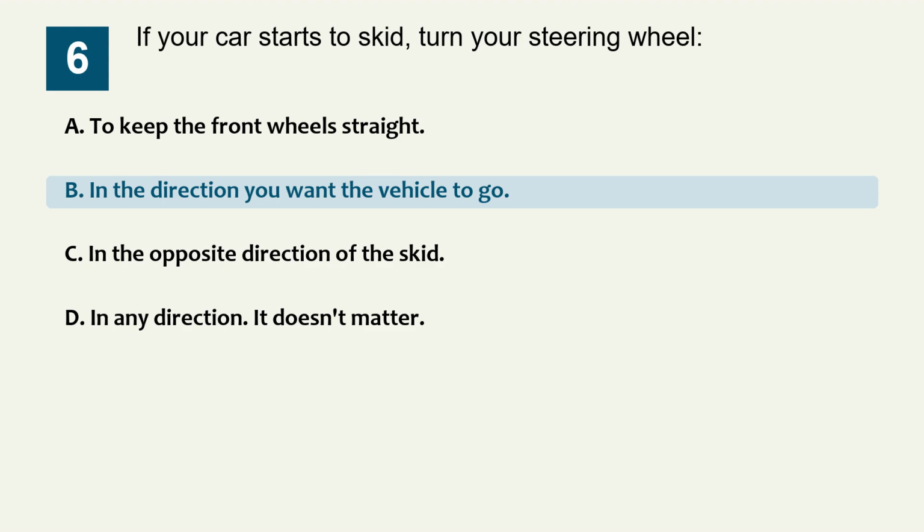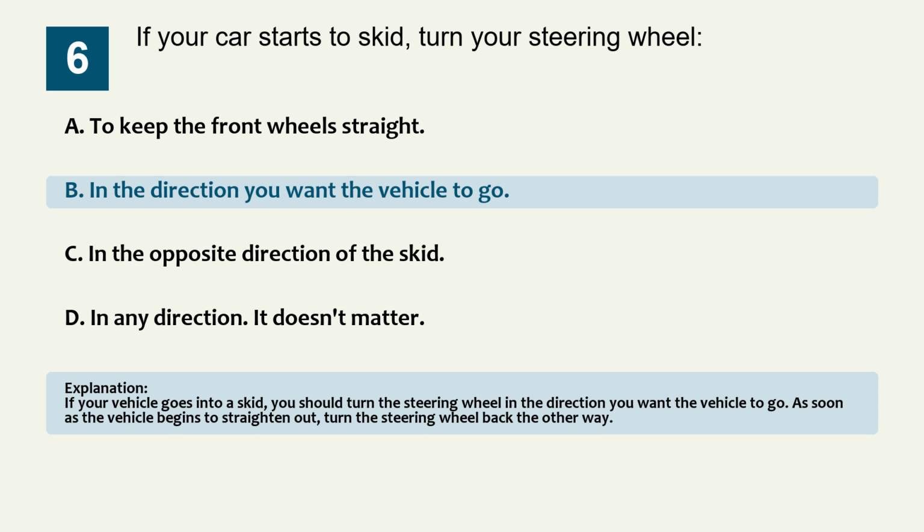The correct answer is option B. In the direction you want the vehicle to go. Explanation. If your vehicle goes into a skid, you should turn the steering wheel in the direction you want the vehicle to go. As soon as the vehicle begins to straighten out, turn the steering wheel back the other way.